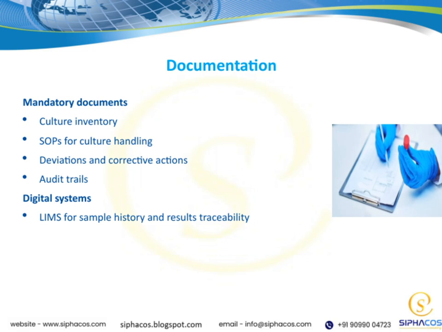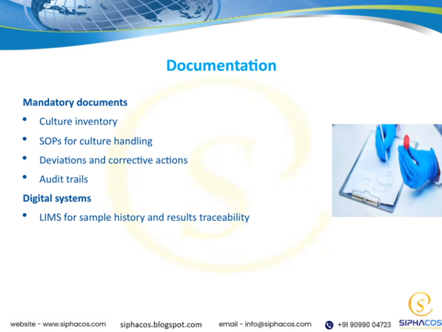Deviations and corrective actions are also vital. They allow us to identify when something doesn't go as planned and to implement measures to correct it, preventing recurrence. This is key to continuous improvement. Audit trails are another essential element. They provide a detailed record of all activities and changes, ensuring traceability and accountability in our processes.